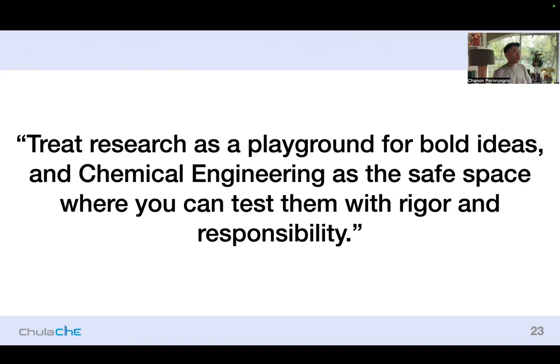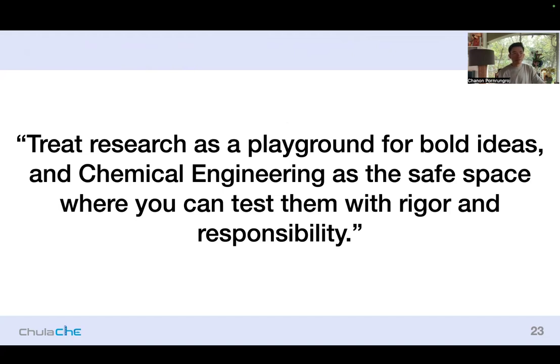Okay, two more slides that I would like to mention. One is I want you to think of the chemical engineers, because we are in the university setting. It's a safe space. So I would like you to think of our department as a safe playground for bold ideas, and a safe space for you to test them with rigor and responsibility, right? I know that many of you have come here for different reasons, but I think university at the end is a place for you to test your ideas, to develop new knowledge. And even if you fail, nobody would fire you, right?